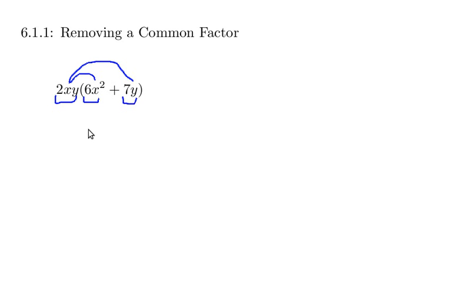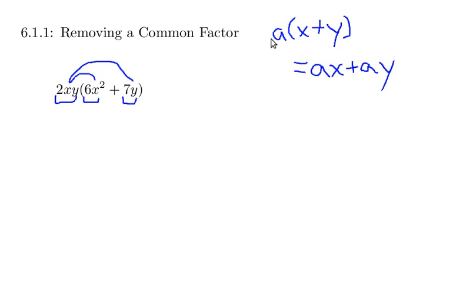So here, let me write over here. This is going to be the basic distribution rule. A times x plus y equals ax plus ay. I just distributed this a to the x and to the y. So let's go ahead and multiply these two things together.